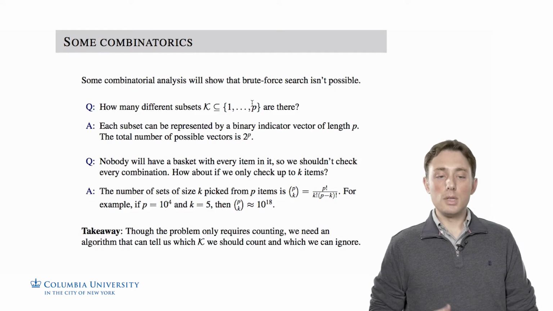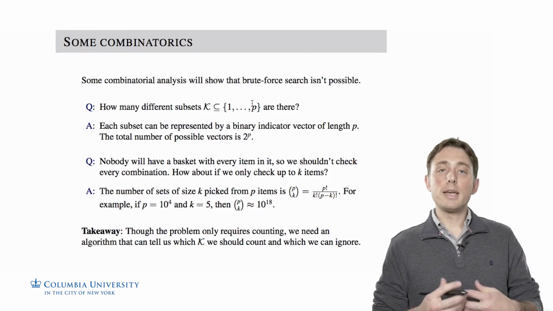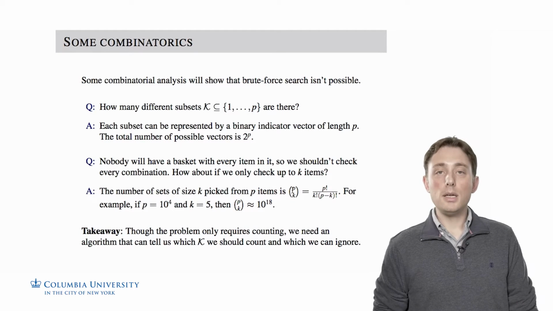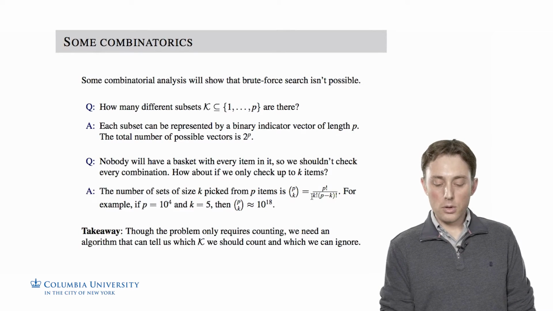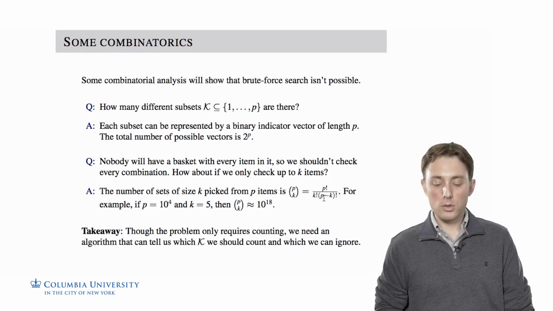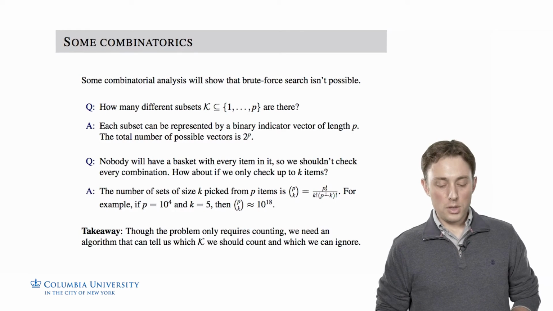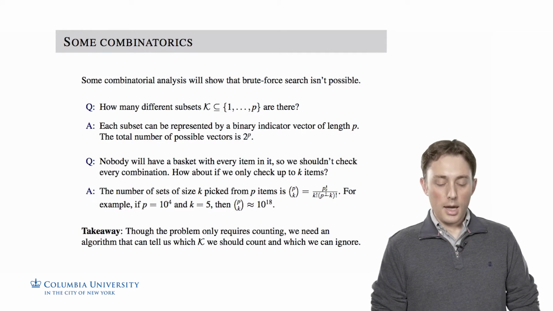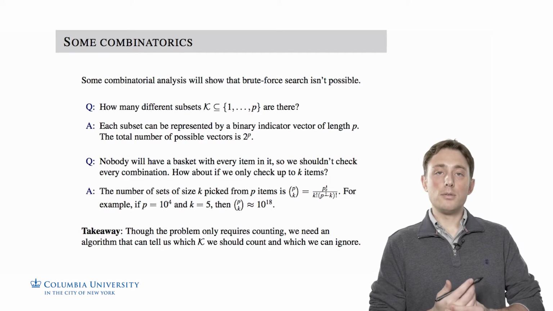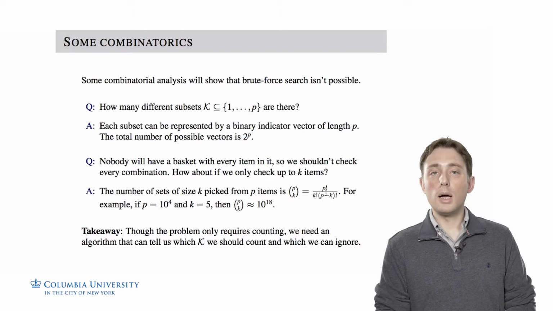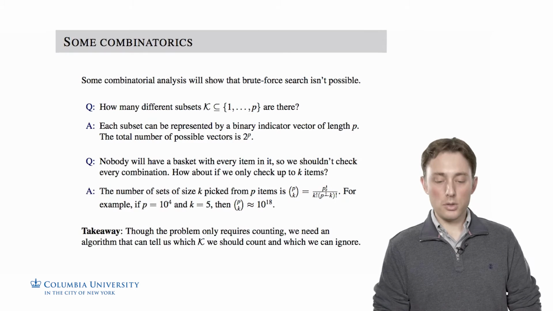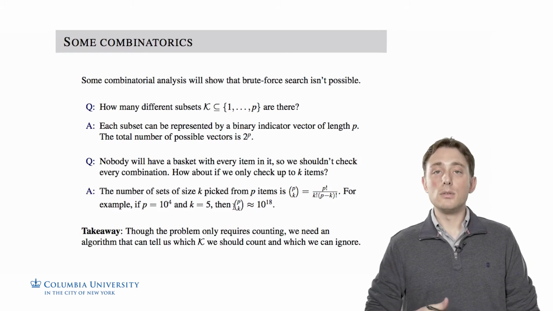So in this case, we can still do the combinatorial analysis to ask how many different subsets of size k can we construct from a superset of size p. And the answer to this is p choose k, which is p factorial divided by k factorial times p minus k factorial. So this is also a huge number. For example, if p is 10,000, so if there are 10,000 total objects, and k is only 5, meaning that, for example, if a store has 10,000 total objects for sale, but we're only going to check subsets of 5 objects as being of potential interest, then p choose k is still 10 to the 18.